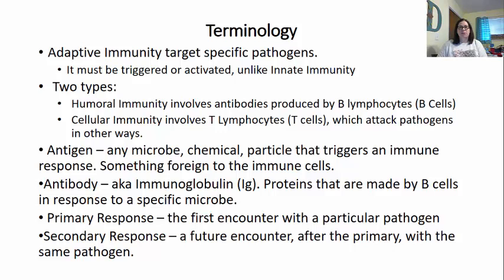Now there's two types of responses. We have a primary response, which means it's the first encounter you have with that particular pathogen. This means it's the first time you've seen it, therefore it's going to take a little longer for you to have the response. A secondary response is any future encounter. So it could be the second, third, fourth, fifth, sixth time you've encountered that particular microbe. This is going to happen after the primary, but this means the same pathogen gets in and your body is now ready to fight it. And this is going to include things that are called memory cells, who are going to remember that invader.